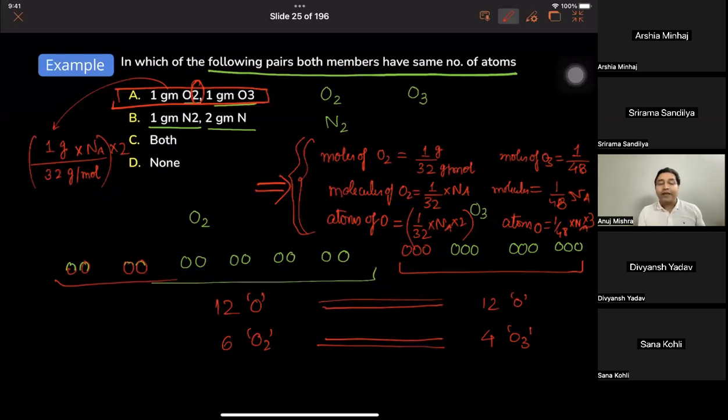Okay, sir. So for example, in the next example, 1 gram N2. And what should I write on the right hand side so that both are equal? 1 gram N2 and what should I write on the right hand side? That is 2 gram and what should I write it as? Answer, Arshia. Sorry, sir, I couldn't get it.